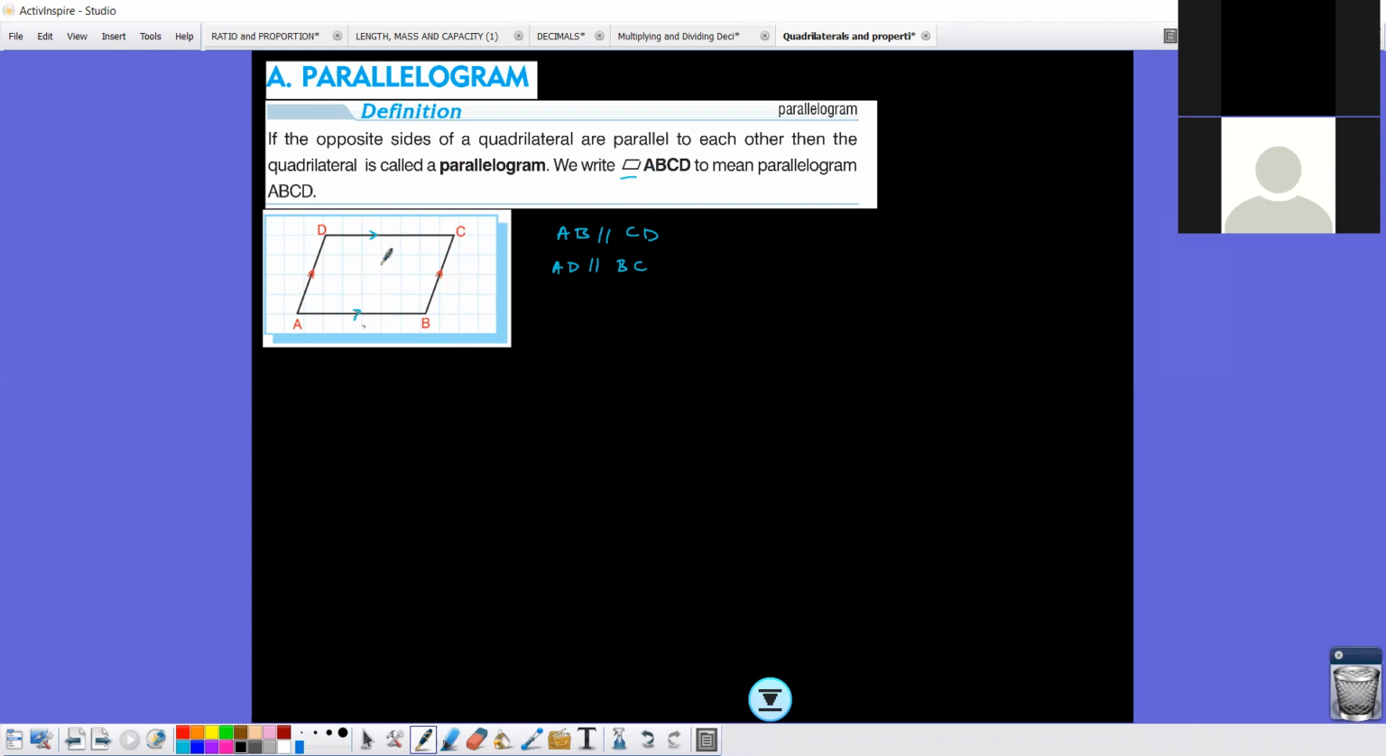Now, what is opposite sides? This AB and DC, they are opposite sides. BC and AD, they are opposite sides, and they are parallel to each other. Do we know what parallel means? I mean, in your logic. Do you understand what parallel means?